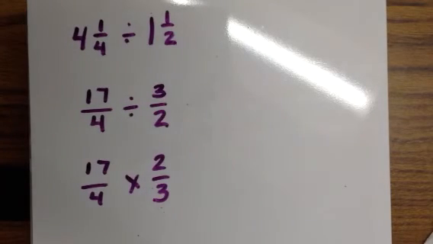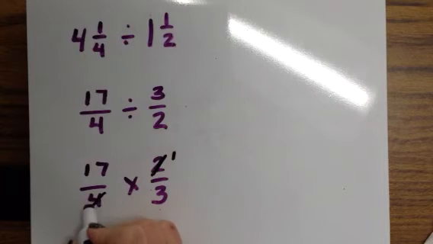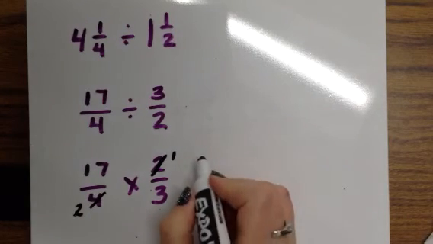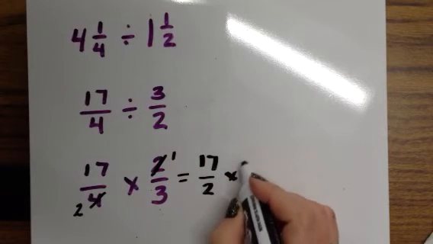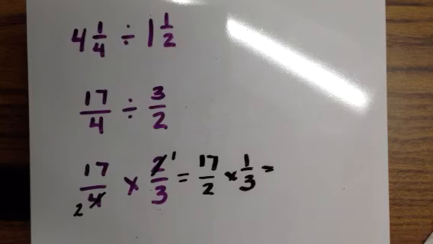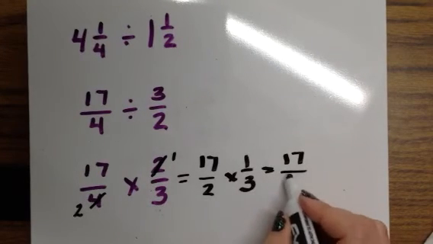Now I'm going to cross cancel because I see that 2 and 4 are even, and I know I can divide them both by 2. That'll make this a 1. And that'll be a 2, which makes multiplying times that 17 a lot easier. So now I have 17 over 2 times 1 over 3. And 17 times 1 is 17. 2 times 3 is 6.